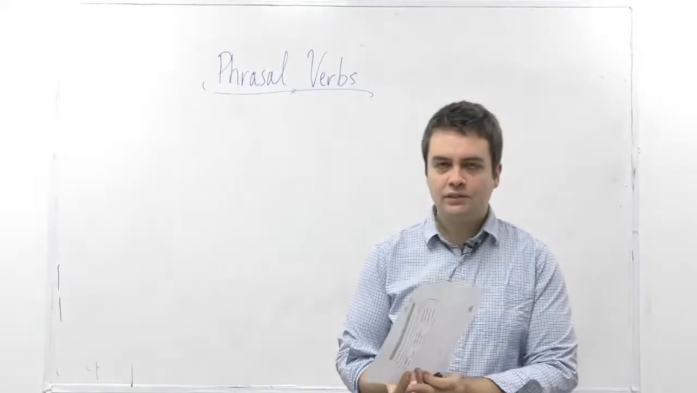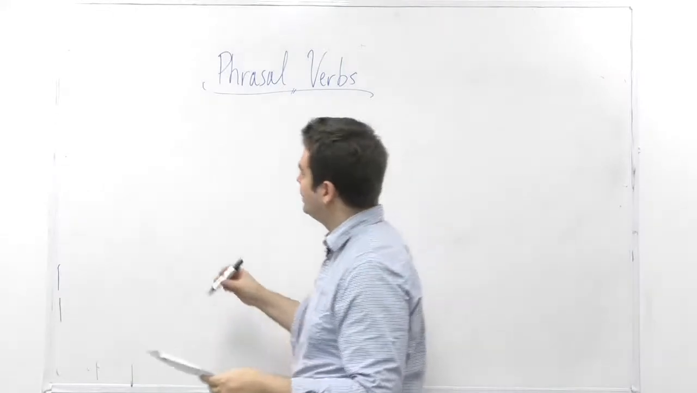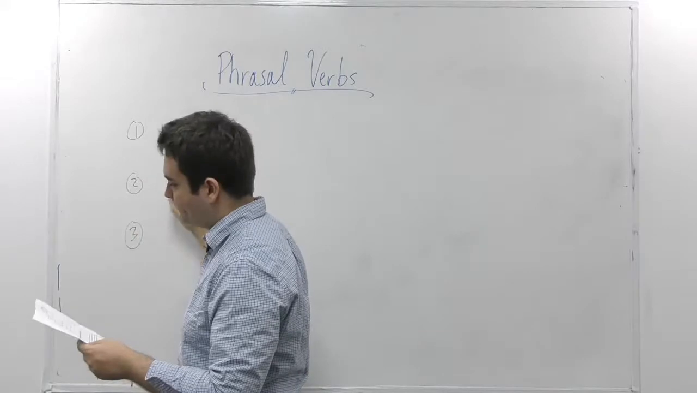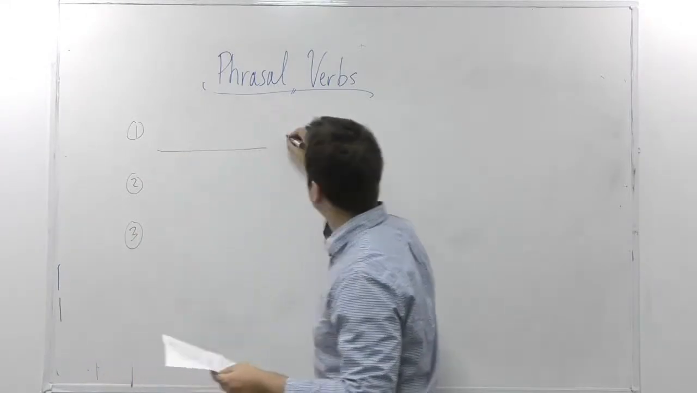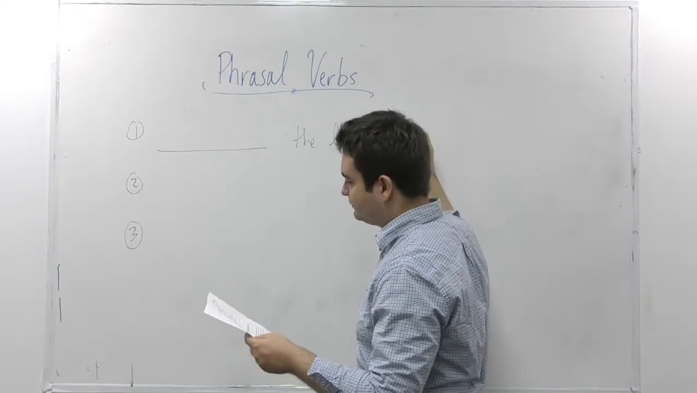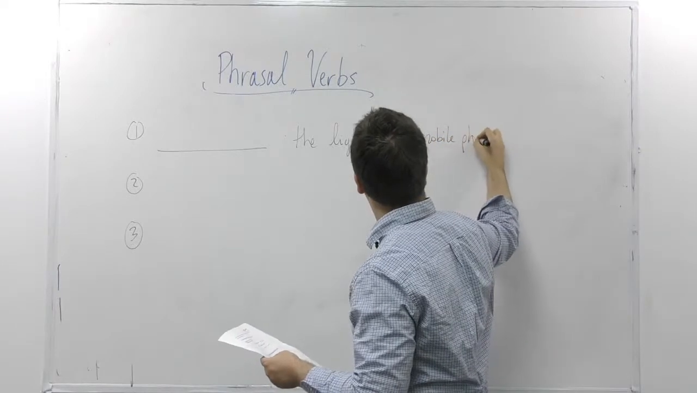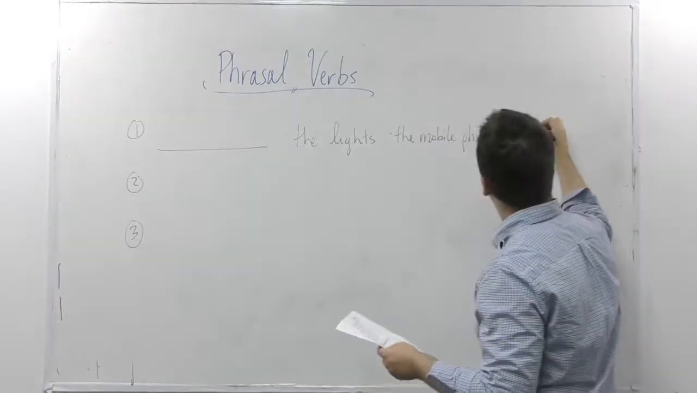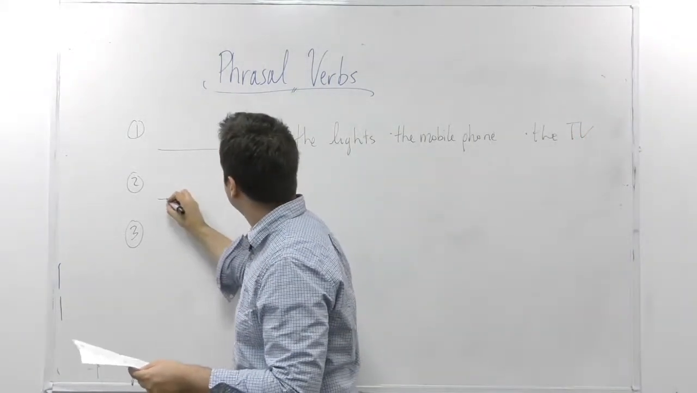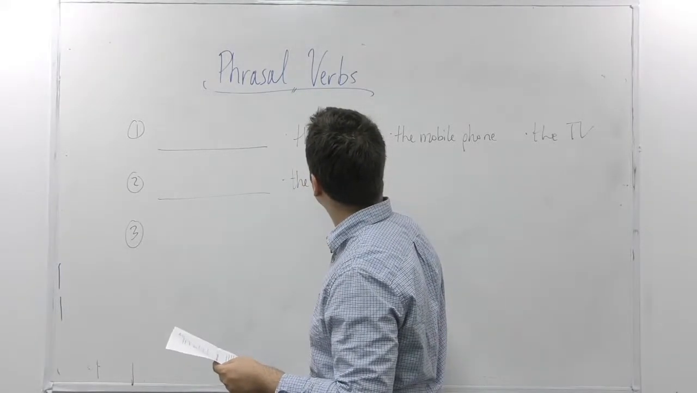Okay, so let's think about this. Which phrasal verb would match these answers here, right? So 1, 2, 3. We have blank, and we have the lights, the mobile phone, and the television, or just TV. I'm going to be lazy here. Okay, number 2, blank the answers.